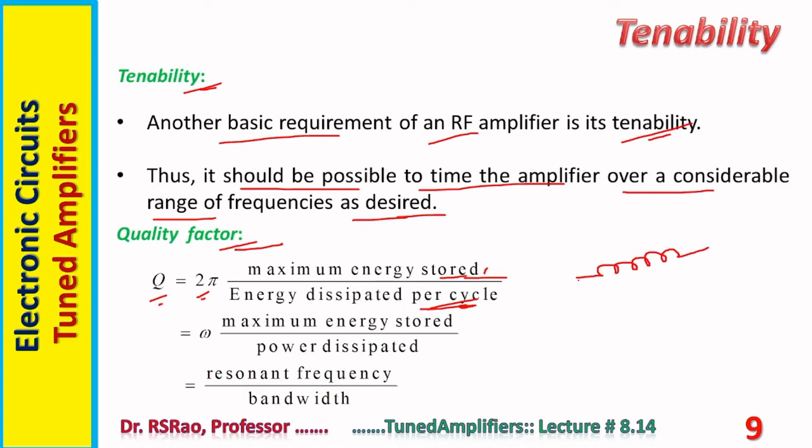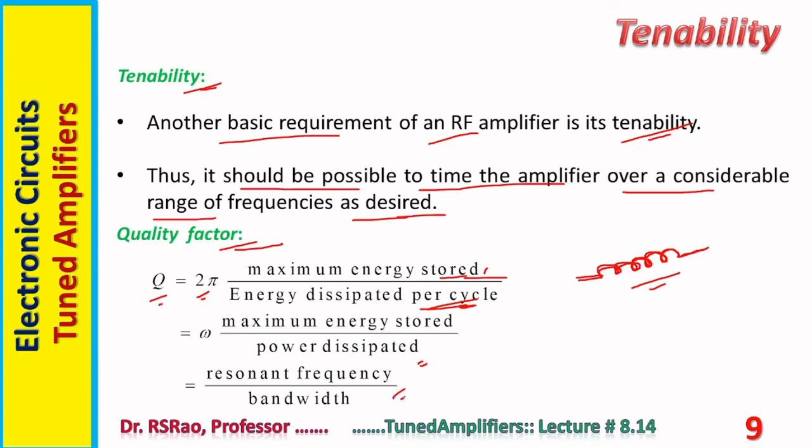Notice this coil is made with a conductor. The conductor is not a perfect conductor, so it has a certain amount of resistance. This resistance causes certain losses. I squared R losses, copper losses. That amount of energy gets dissipated per cycle as losses. So the quality factor of this coil is 2 pi times maximum energy stored over energy dissipated per cycle. This can be shown equal to omega times maximum energy stored over power dissipated. What is power? Energy per second is power.